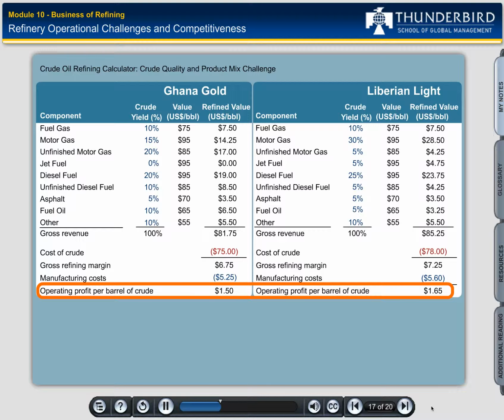The operating profit per barrel of crude is then determined by subtracting the manufacturing costs from the gross refining margins. You will notice that Liberian Light produces more profit per barrel. Now it's your turn. Use the crude oil refining calculator to answer the questions that follow.